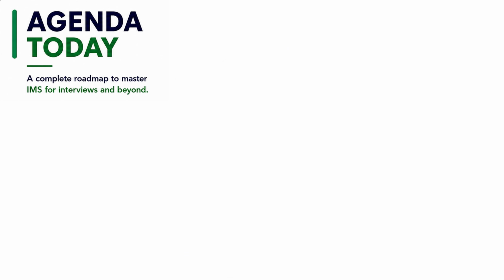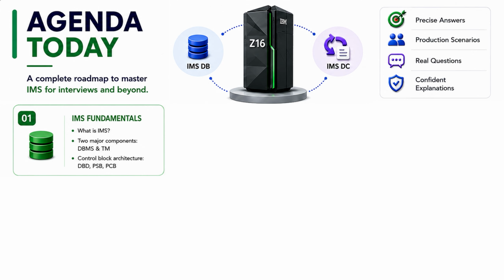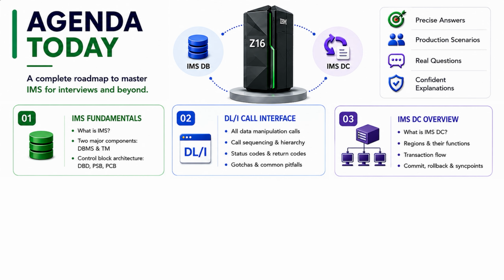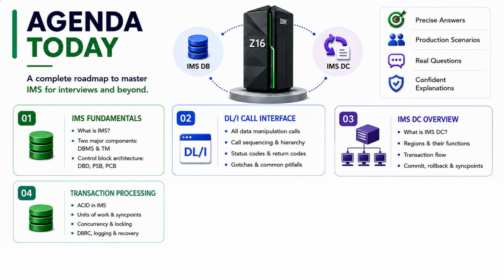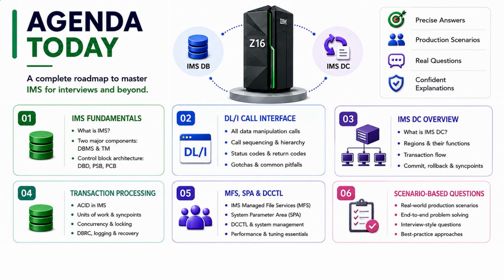So here's a brief summary of what we will be covering today. The very first thing is fundamentals: what IMS is, its two major components, and the control block architecture that everything else depends on. The second important thing is the DL/I call interface, all the data manipulation calls, how they sequence, and the gotchas interviewers generally test. The third important thing is IMS DC, that is transaction processing, regions, MFS, and scenario-based questions.